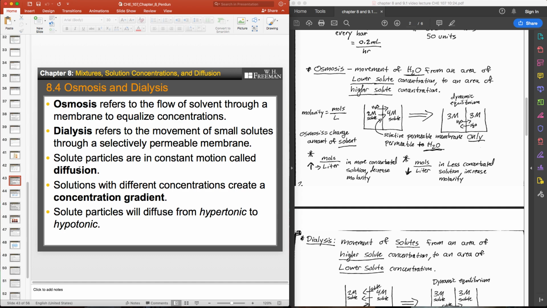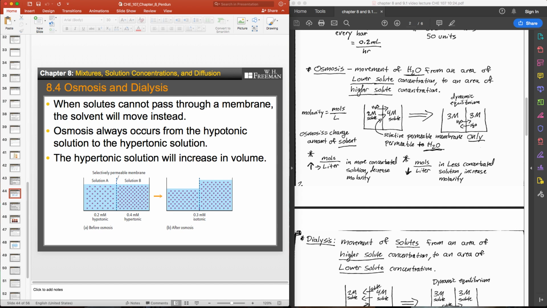So solute particles would diffuse from hypertonic to hypotonic. So what that means is that solutes, sodium chloride, let's say in water, for example, right? Sodium chloride would be the solute, and water would be the solvent. This would be an aqueous solution. Solute particles will diffuse from hypertonic to hypotonic, meaning that the solute particles will go from the side that has the higher concentration, and they will diffuse through the selective permeable membrane, if allowed, to the side that has the lower solute concentration. And we call that process dialysis because it's the movement of the solutes, okay?